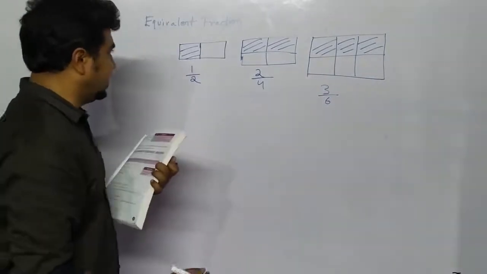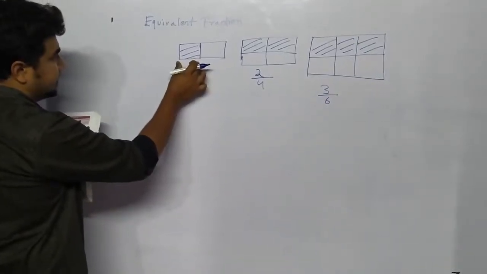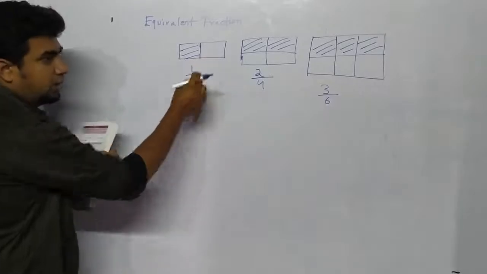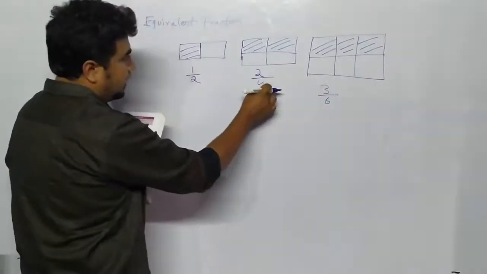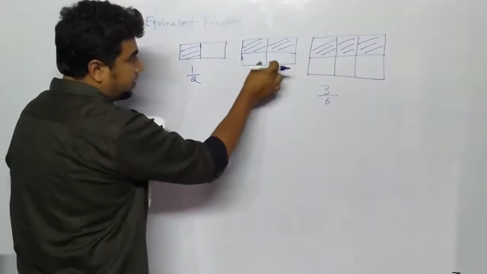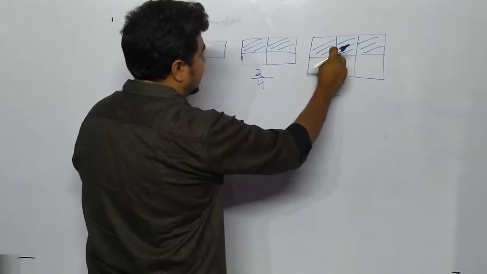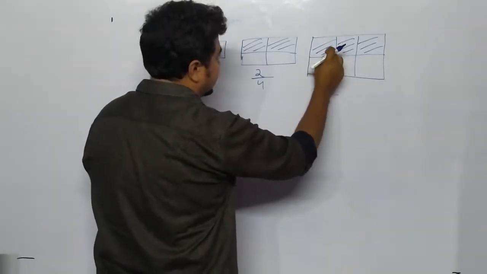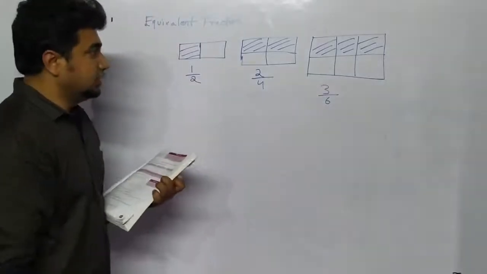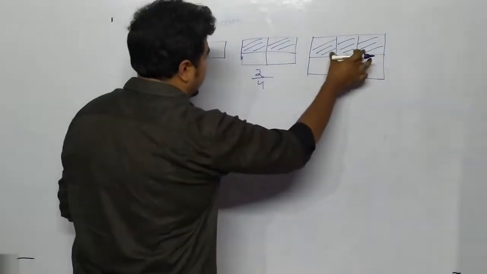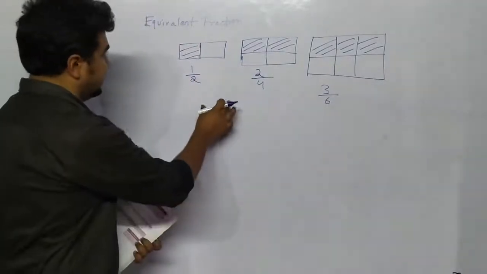While calculating the value, 1 by 2 means half of the part is shaded. Total parts are 2, and 1 part is shaded. Here total parts are 4, and out of that 2 parts are shaded, which means half of the portion is shaded. Here 3 parts are shaded out of a total of 6 parts, so again half of the part is shaded. You can say that this is an equivalent fraction.